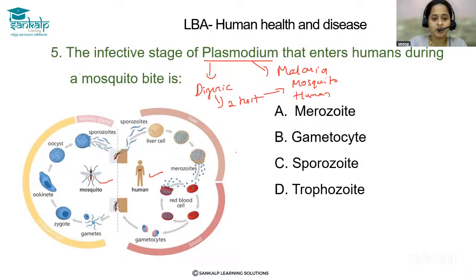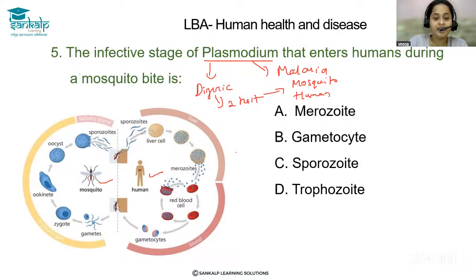So here the mosquito, when it bites the human, the gametes are transferred inside the mosquito body, and those gametes fuse to form the zygote, and that zygote develops into the oocyst. The oocyst releases the sporozoites. So this is the exact stage where the mosquito is going to infect the human.